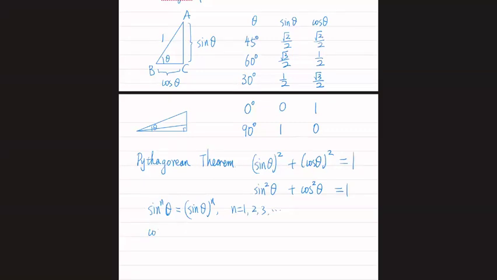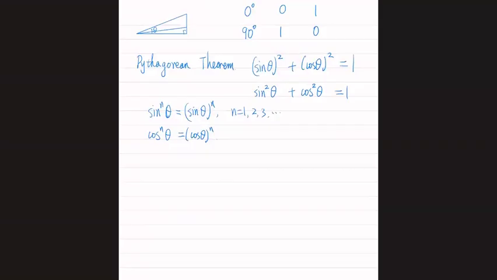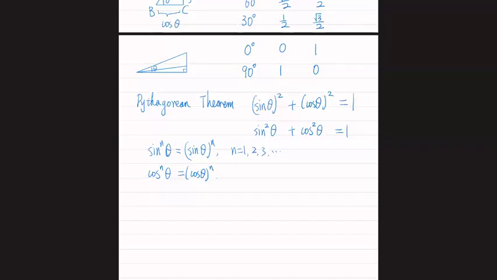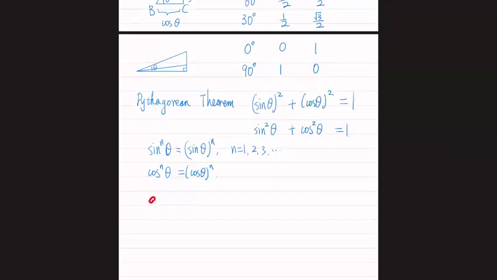Similarly, cosine power. In this way, we don't have to write the parentheses every time. So this defines, using the right triangle, the sine theta and the cosine theta for angles between 0 and 90 degrees.